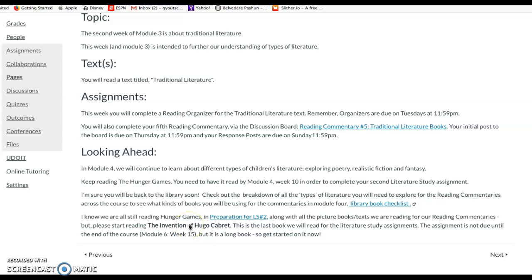Most of the pages in this book are illustrations, but in order to get the full understanding and the full picture of this book that I hope that you get, I really would like you to start reading The Invention of Hugo Cabret now. If we were in a face-to-face course, I would be reading you a portion of the book every day. The last 10 minutes of our class would be devoted to reading this book together. But since we're not in face-to-face, I suggest maybe the last 10 minutes of your day, reading about 10 minutes a day of Hugo.